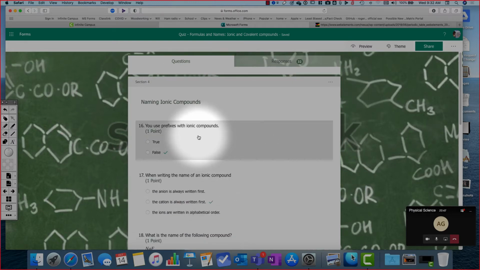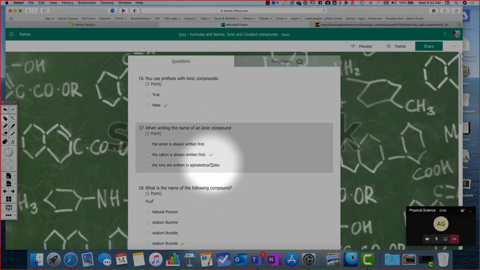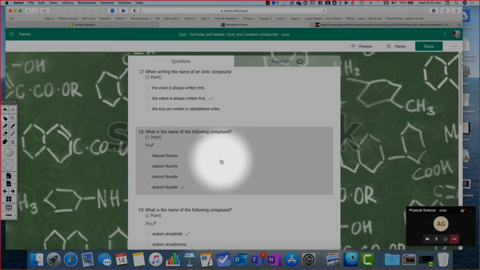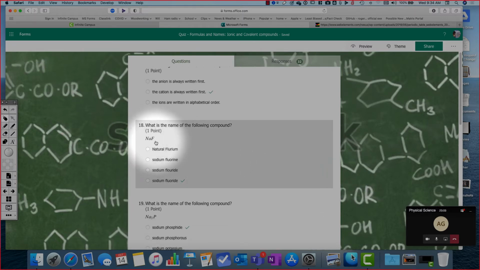Naming ionic compounds. You do not use a prefix with naming ionic compounds. That's only for covalent. When you write the name of an ionic compound, once again, you write the cation first. So we have NaF. The first element stays exactly the way it is, sodium. Fluorine, you use the root word and add "ide," so it is fluoride. Pay attention that you spell fluoride correctly. That is not flouride, it's fluoride, F-L-U-O, not O-U.